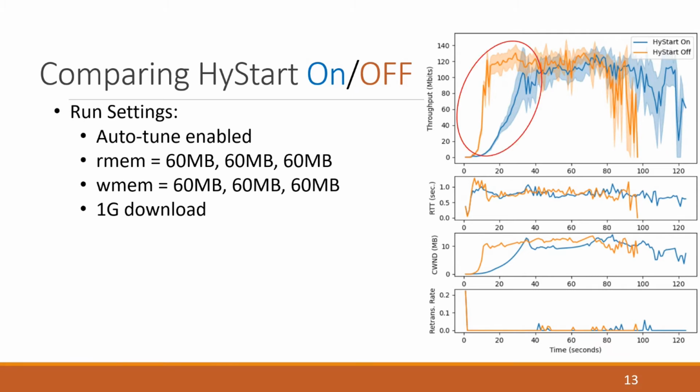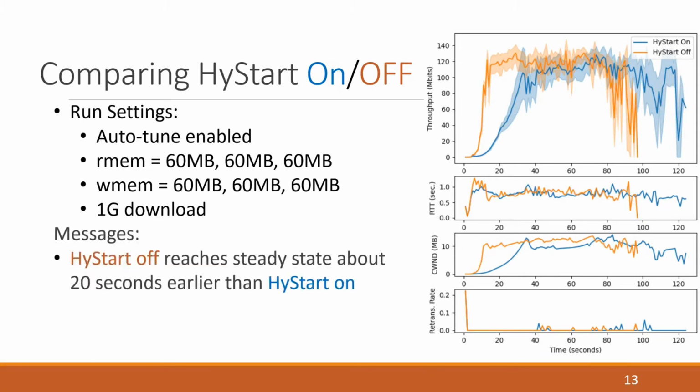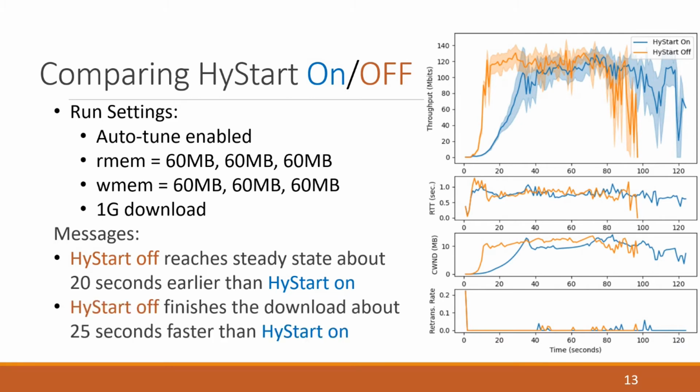Taking a look at startup, we find that HyStart off increases its throughput much faster than HyStart on, and it reaches its steady state much earlier. As a result, we also find that it finishes the download earlier than runs with HyStart on. In fact, it actually reaches its steady state about 20 seconds prior to HyStart on, and as a result, it again finishes 25 seconds earlier than runs with HyStart on.